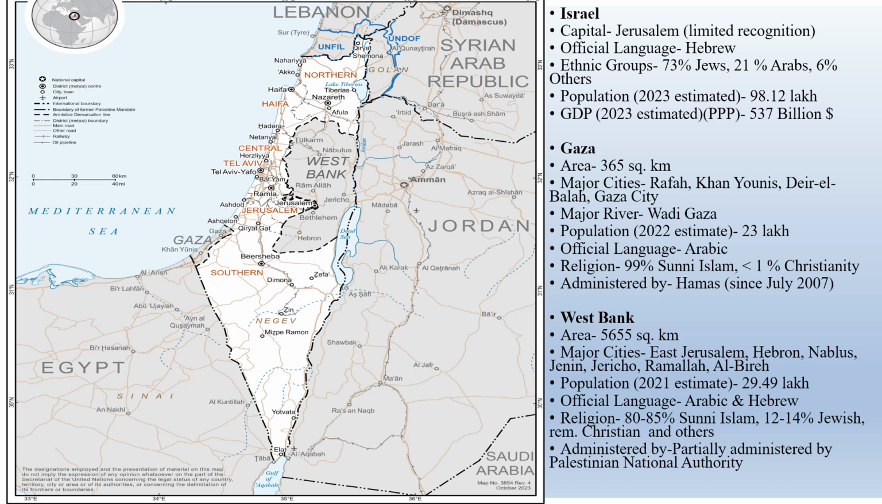Israel is a country in West Asia. It is bordered by Lebanon to the north, by Syria to the northeast, by Jordan to the east, by the Red Sea to the south, by Egypt to the southwest, by the Mediterranean Sea to the west, and by the Palestinian territories, West Bank along the east and Gaza Strip along the southwest.